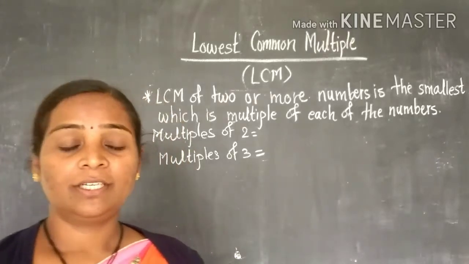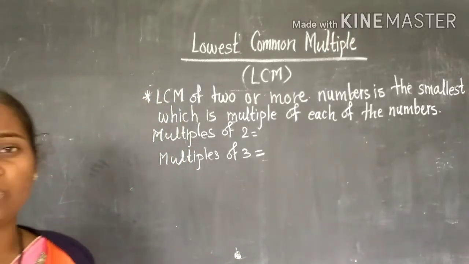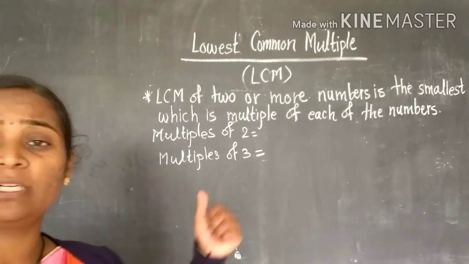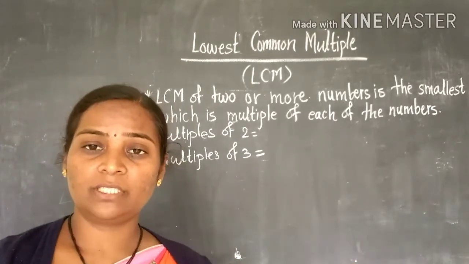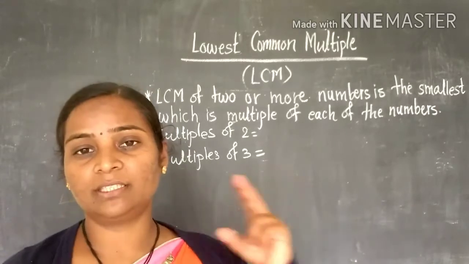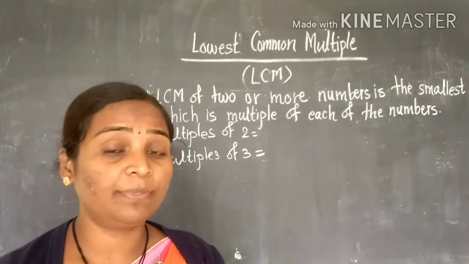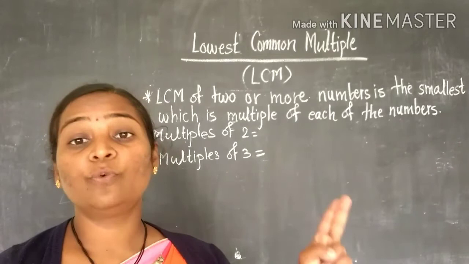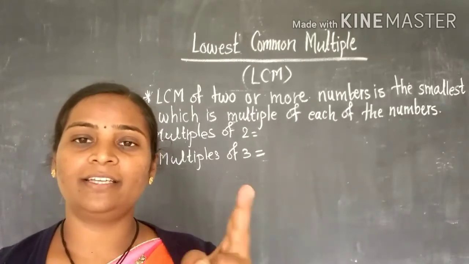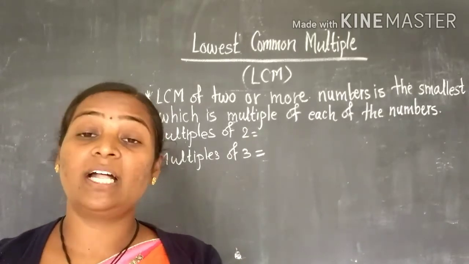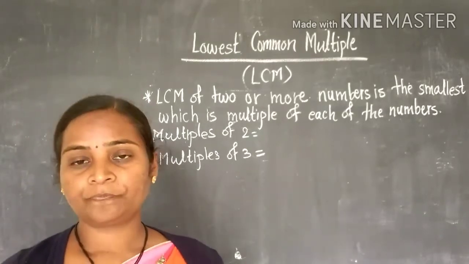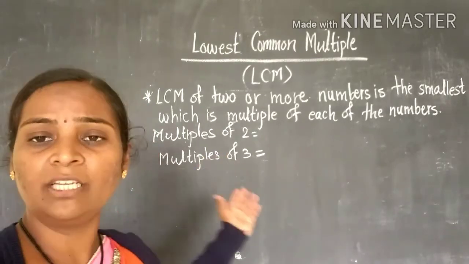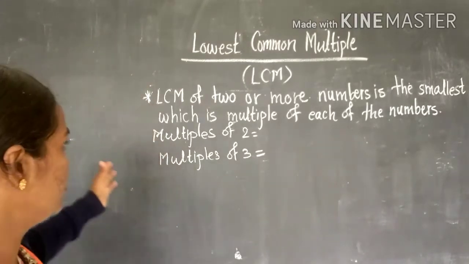Hello students, here we have to see the lowest common multiple. We know the multiples of numbers. If we take the number 2, then what are the multiples of the number 2? 2, 4, 6, 8, 10, 12, 14, 16. These are the multiples of the number 2. So what is the meaning of LCM that we have to see?